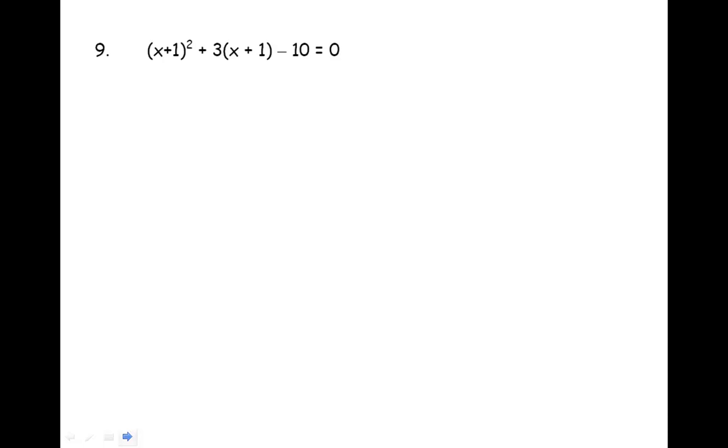Number 9, typically what we want to do here is a w substitution. So we want to let this variable w equal the binomial x plus 1. Substitute that in. So when we substitute w in, we get w squared plus 3 times w minus 10 is equal to 0. Now it looks a little bit easier to factor.